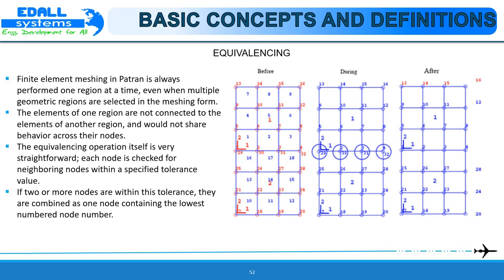The equivalencing option allows you to select nodes to exclude from equivalencing. This is useful for cases where there are coincident nodes that you wish to keep physically separate. In addition, the value and measurement techniques for the equivalencing tolerance value can be set using the equivalence action.